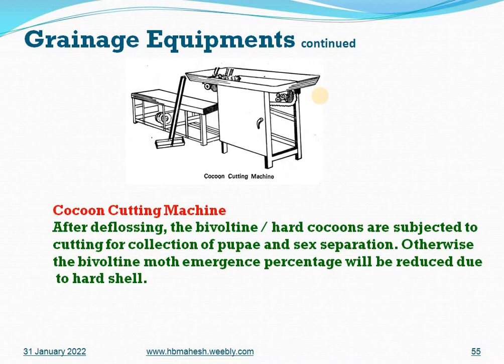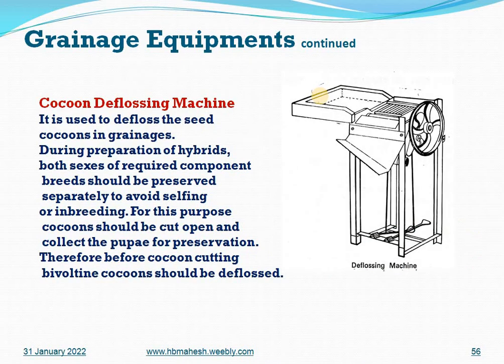Cocoon cutting machine. After defrosting, the bivoltine or hard cocoons are subjected to cutting for collection of pupae and sex separation. Otherwise, the bivoltine moth emergence percentage will be reduced due to the hard shell. Comparatively, between multivoltine and bivoltine cocoon shell, bivoltine cocoon shell is hard. Sometimes moth emergence is also reduced due to this character. So cocoon cutting machine facilitates more number of moth emergence.